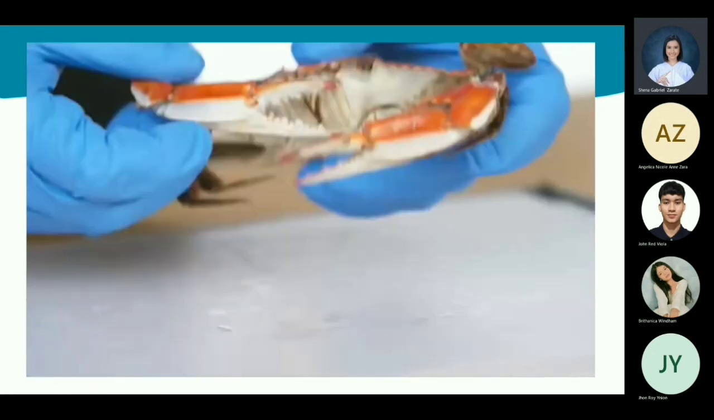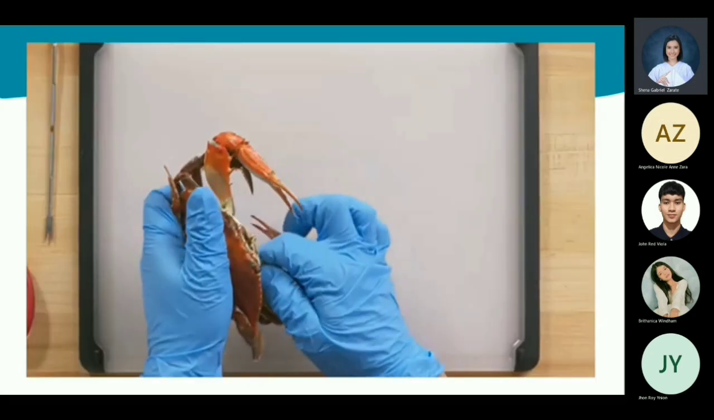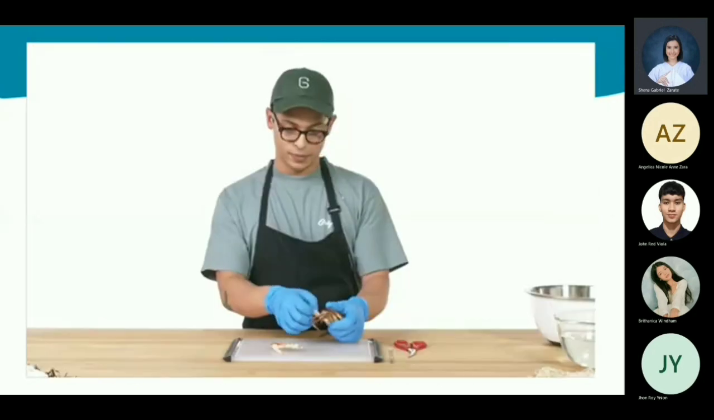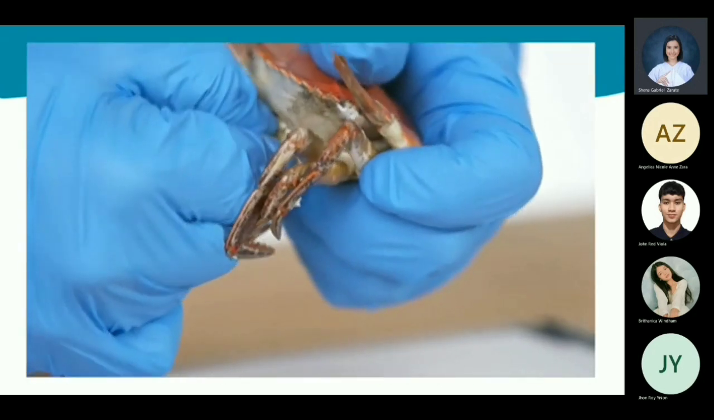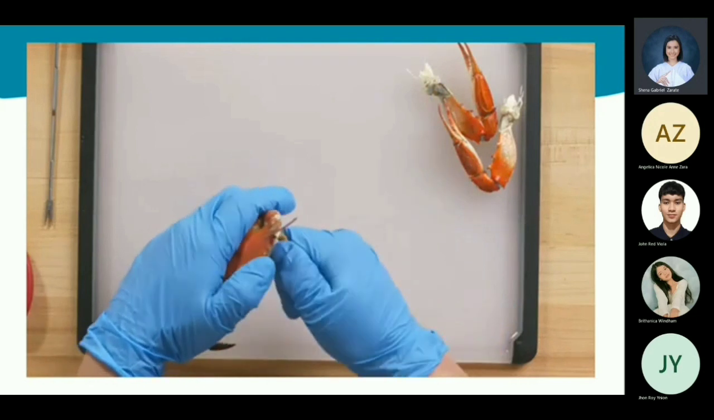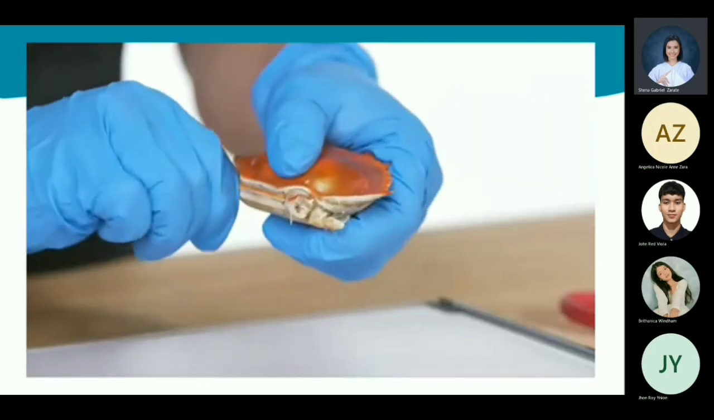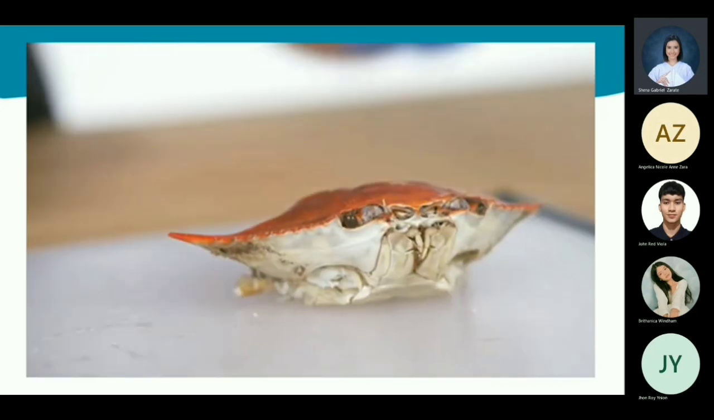We'll pick the crab up, starting with its front claws. We'll just pinch straight from where it connects to the body, down and out. Same with the other side, down and out. And we'll do the same for all the legs and the back swimmers here. So now we're left with just the body.